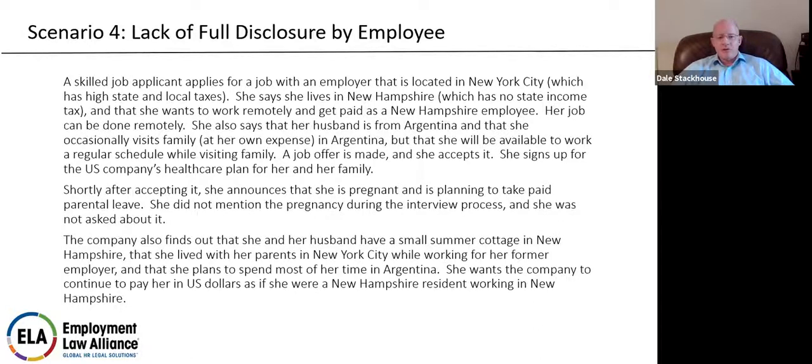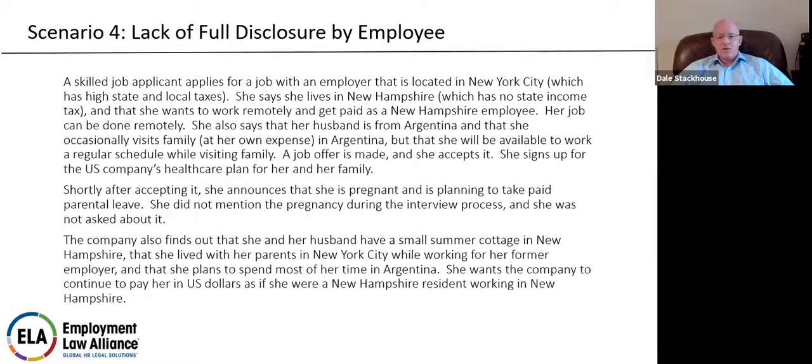City. New York City, for those who are not part of the US workforce, is an exciting place to work, but it also has high state and local, that is city taxes, which you pay on top of your federal taxes. She tells this employer that she's applying for the job with that she lives in New Hampshire, which has no state income tax. By the way, be careful if you ever buy a lake house in New Hampshire, because they have high taxes on property, and often taxed by the foot for your lakefront property. That's a side issue. And that she wants to work remotely and get paid as a New Hampshire resident.